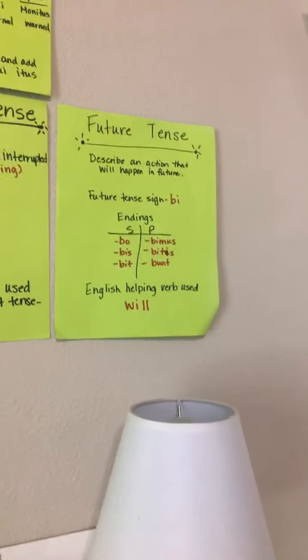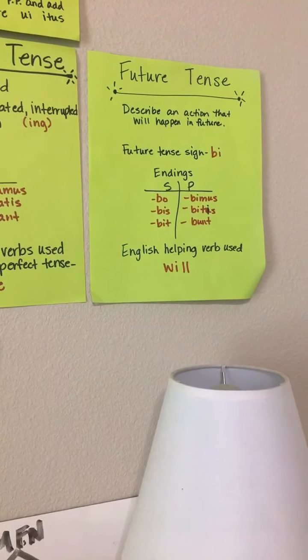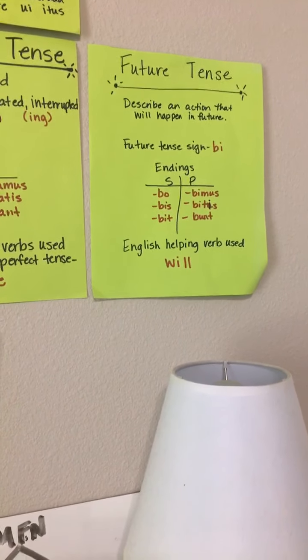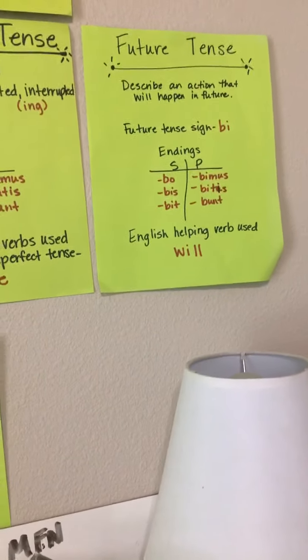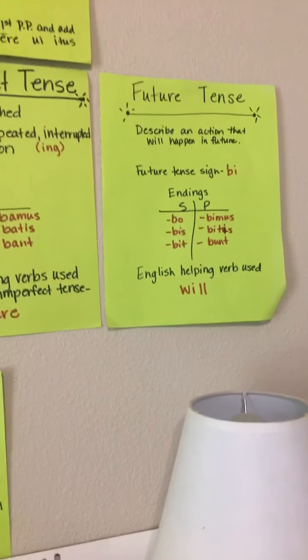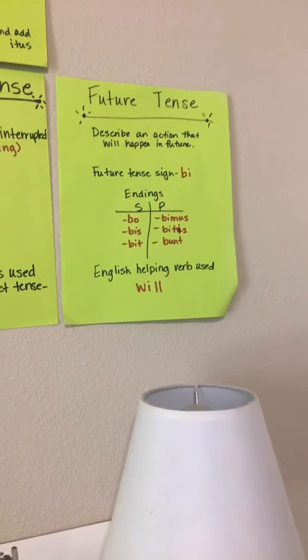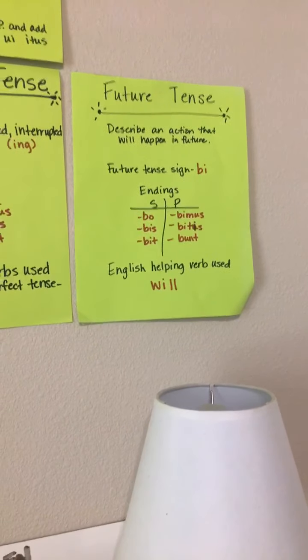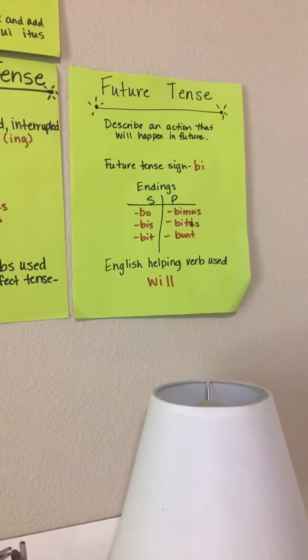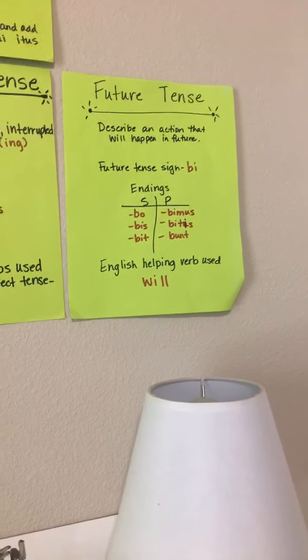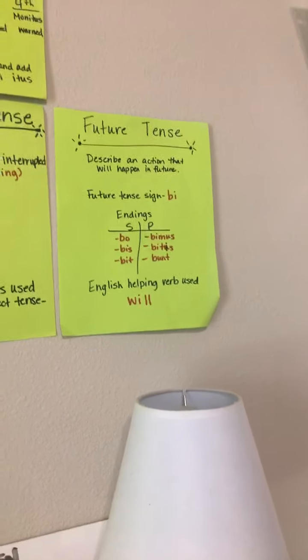Okay, future tense. This is going to describe an action that will happen in the future. It will use when we translate that English helping verb will. Okay, so we find our stem by dropping the RE from the second principal part, and then we add these endings for the future. Bo, bis, bit, bimus, bitis, bunt. All right, so that is our present system.